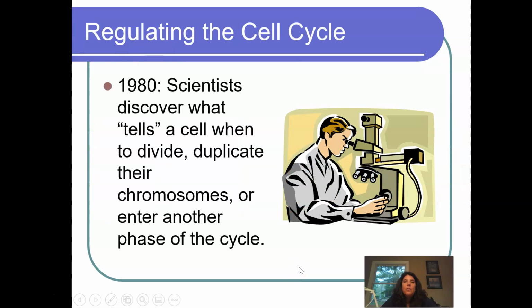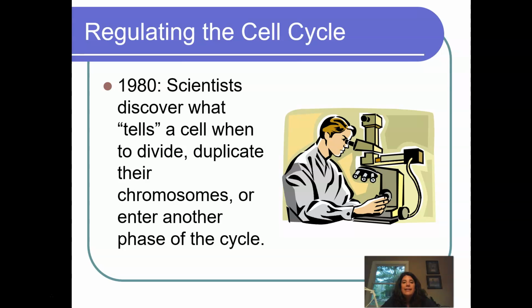How is this cycle regulated? This is really important because cancer is a disease of the cell cycle, this process. Something goes very, very wrong with this process. And most of you know someone who has had cancer and can know how devastating it can be.